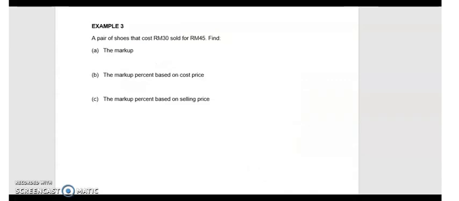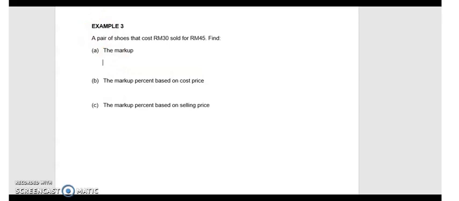Okay, look at this example. A pair of shoes that cost 30 ringgit sold for 45 ringgit. Find the markup. So you extract the information given first. 30 ringgit is cost, so C equals 30. And then 45 is the selling price. Selling price equals 45 ringgit.